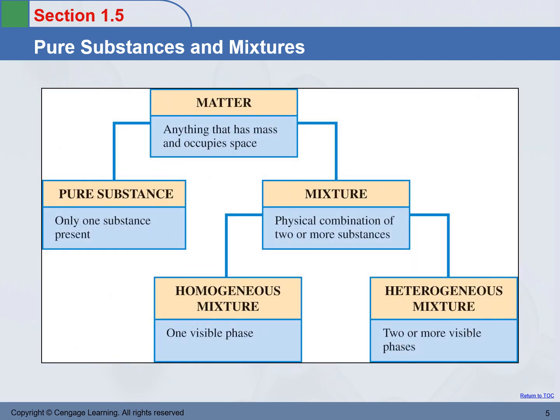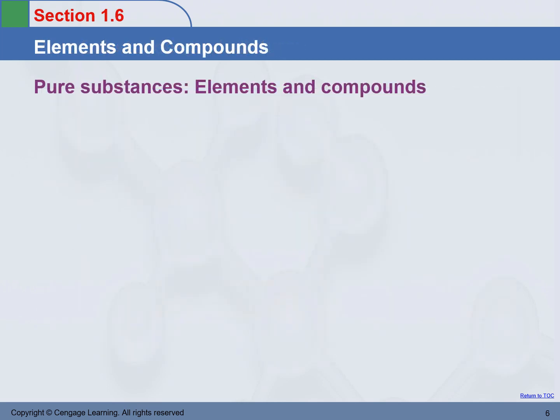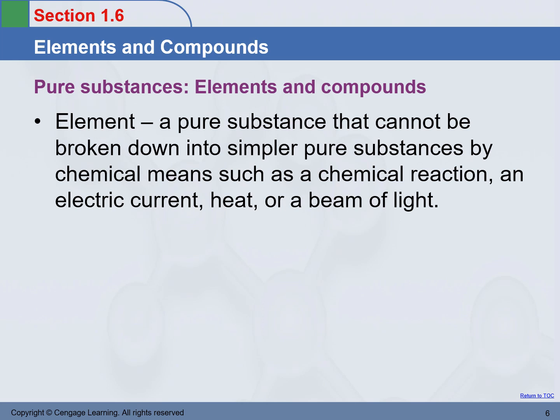Again, this is what has been covered. We have been focusing on the mixture side. Now let's move back and talk about pure substances. There are two kinds of pure substances, elements and compounds. An element is a pure substance that cannot be broken down into simpler ones by chemical means. Chemical means usually include chemical reaction, electric current, heat, and light.